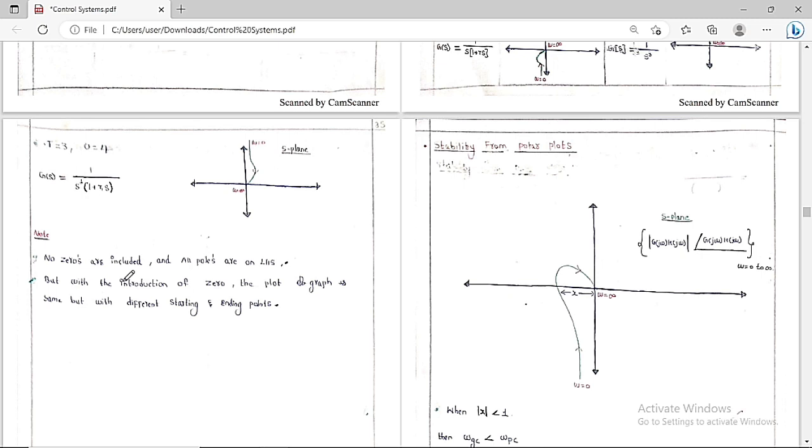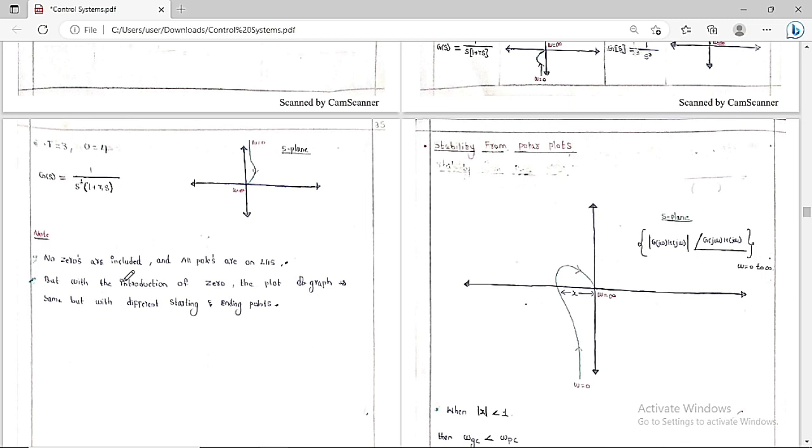So listen carefully. For these open loop transfer functions that we have taken, there are no zeros, and all the poles of these open loop transfer functions lie purely in the LHS of the s plane. So this is the point you always have to keep in your mind: for all the examples discussed here, we have not included any zeros and all the poles are assumed to lie in the LHS of the s plane.